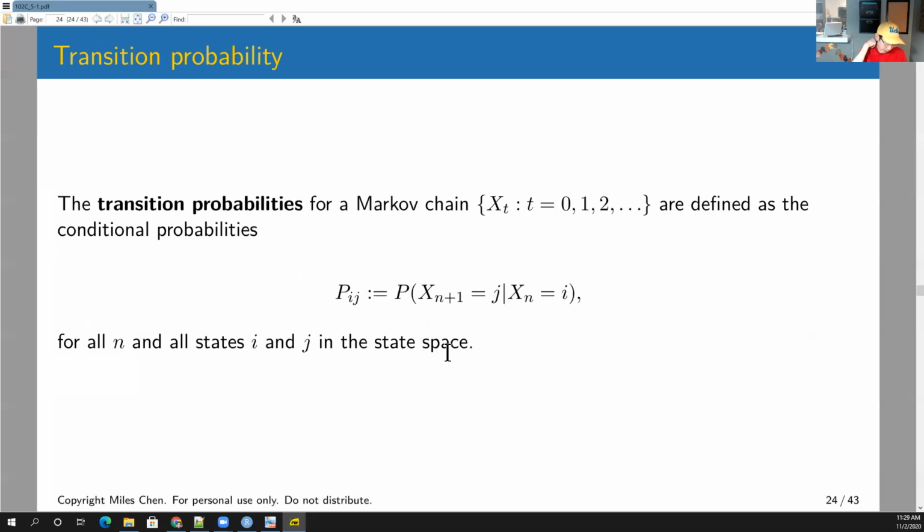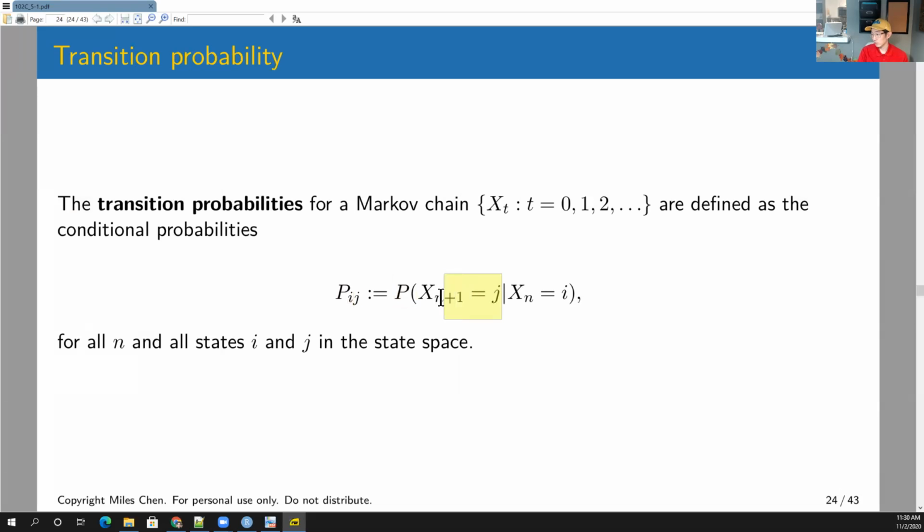Okay, so we can create a set of transition probabilities. Transition probabilities are defined as the conditional probability: what is the probability that at the next time, X at time n plus 1, you're going to end up at state J, given that right now at time n, you are at state I? So it's basically the probability of going from state I right now to state J in the next step. P sub ij is the probability of going from I to J. If you are currently at state I, what's the probability you end up at J? That's P sub ij.